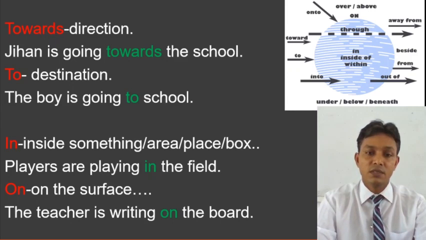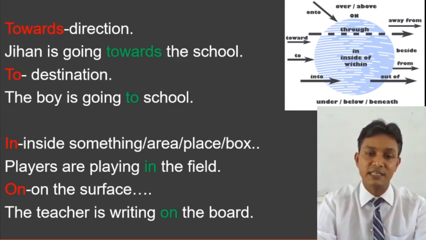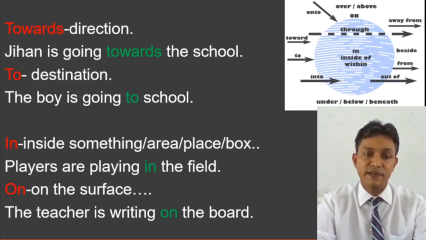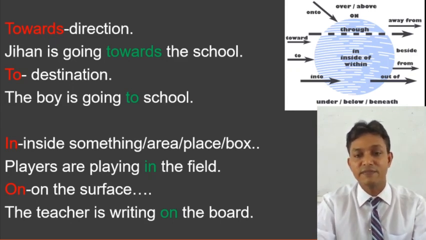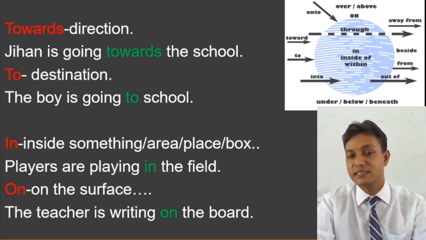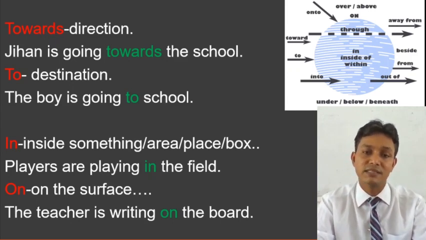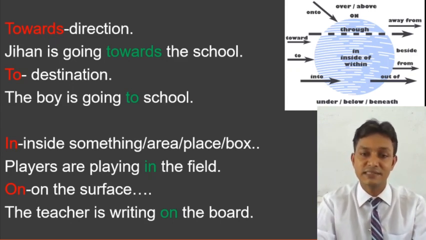In case of on, the preposition on is used to mean on the surface of something. The teacher is writing on the board. It means that the teacher is writing on the surface of the board. The other examples can be, if I say the man is writing his name on the stone, because the man can write his name on the stone. But if I say the man is writing his name on the sand, in this case the man cannot write his name on, that means on the surface of the sand, so we have to use the preposition in instead of on here. So the sentence is the man is writing his name in the sand.